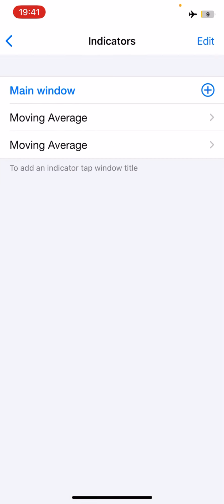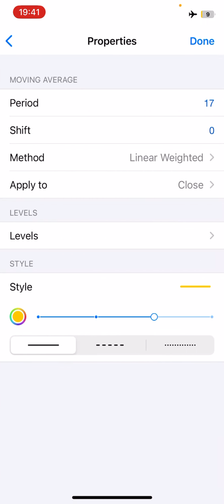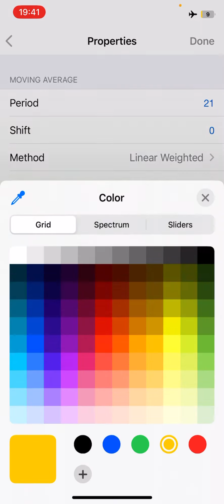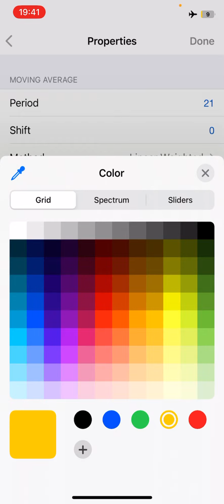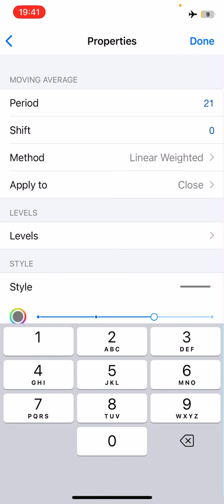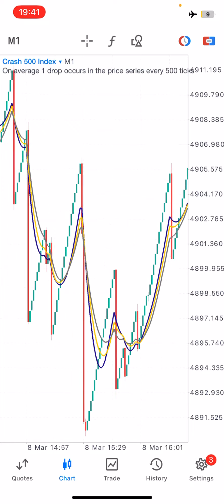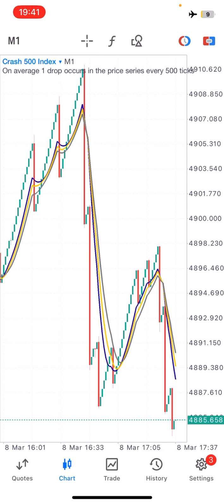And then again, we want to add another moving average to our main chart. This time it will have a period of 21. Everything else remains the same. I'll just change again the color to a different color. I'll put, let's say, gray. Okay, and then done. So as you can see, we've managed to install the first part.